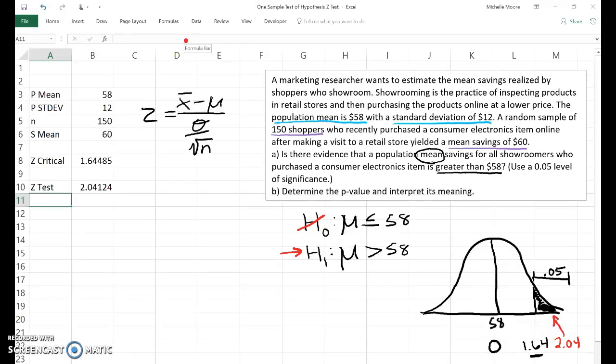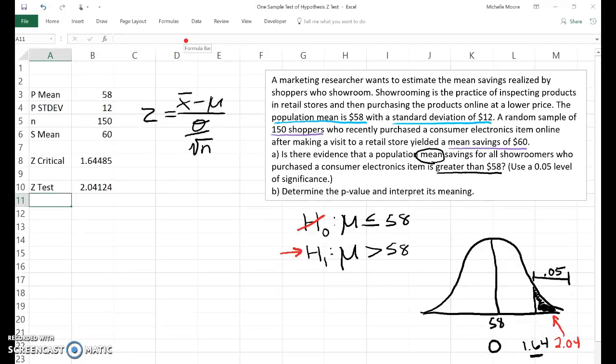alternate statement. When you're asked to interpret this, what you want to do is go back and read the question, and the question was, is the mean greater than $58? And now we want to state that by what we discovered. And so we can say that the mean is in fact greater than $58. Okay, so that was all the steps for the regular hypothesis test. We're in the tail, we rejected the null, therefore we determined that the mean is greater than $58.